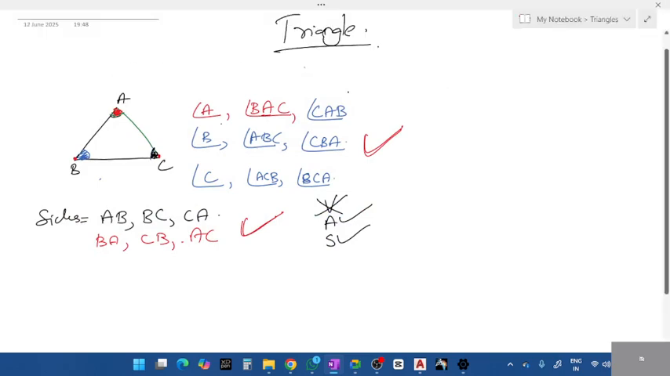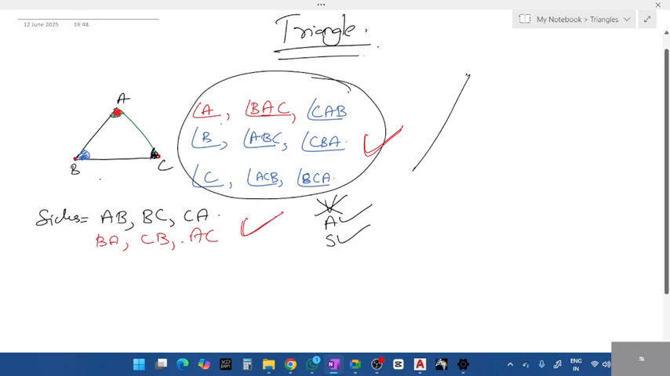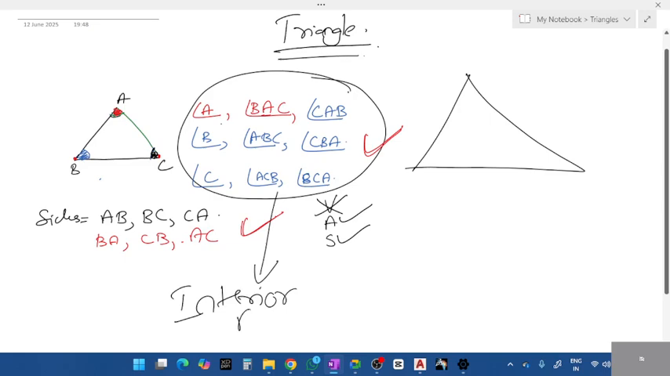Okay, angles is done. Next, where are all these angles, students? Whatever angles you all found, where are all these angles? Inside the triangle or outside? So what do you call these angles? We call them interior angles. Inside meaning is interior.